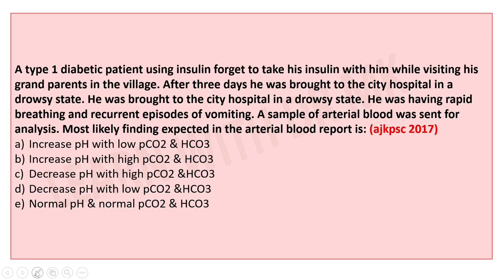So now we will discuss one scenario. A type 1 diabetic patient using insulin forgot to take his insulin with him while visiting his grandparent in the village. After 3 days, he was brought to the city hospital in a drowsy state. He was having rapid breathing and recurrent episodes of vomiting. A sample of arterial blood was sent for analysis. The most likely finding expected in the arterial blood report is? Now take 2 minutes and answer this question.